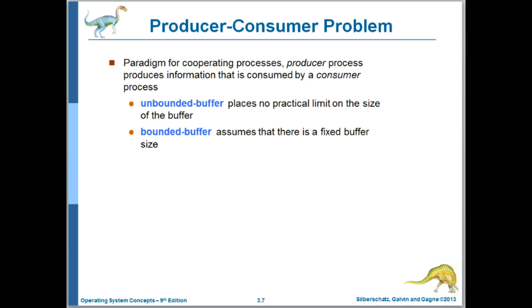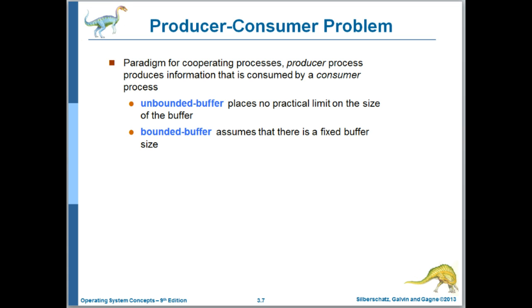Producer-consumer is the classic problem in this area. We have a producer process producing messages, a consumer process consuming messages, with a buffer in between. So the producer produces into the buffer, the consumer consumes from the buffer. And if the buffer is of infinite size, then the two processes don't have to coordinate their action at all.